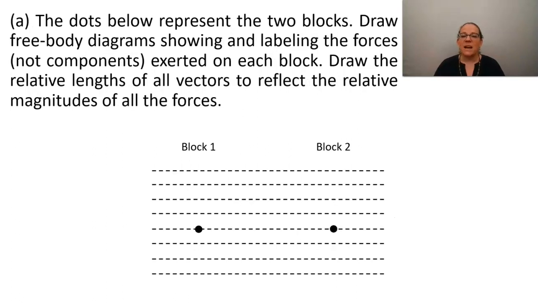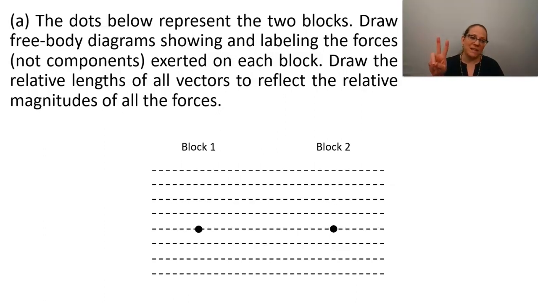Part A. The dots below represent the 2 blocks. Draw a free body diagram showing and labeling the forces, not components, exerted on each block. Draw the relative lengths of all vectors to reflect the relative magnitudes of all the forces. These are 2 very typical things for the AP exam to specify. 1, do not draw components on your free body diagram. And 2, make sure that your relative lengths of the arrows, the vectors that you're drawing, reflect the relative magnitudes of the forces or whatever kind of vector it is that you're drawing.